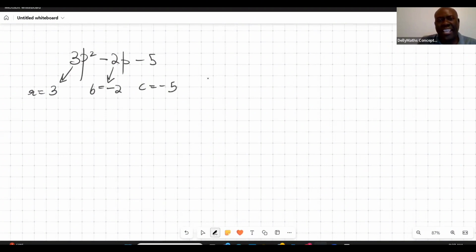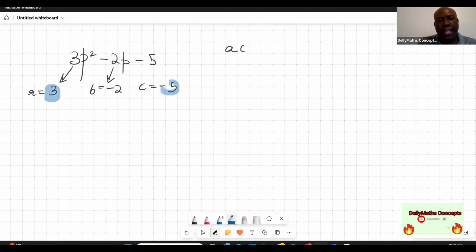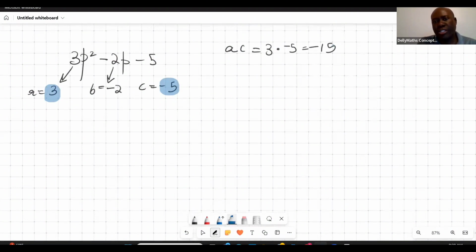One of the first things we want to do is to find AC. AC is to multiply the value for A times the value for C. The value for A is 3, the value for C is -5. So we multiply 3 times -5, and that gives us -15. We want to take this into consideration.